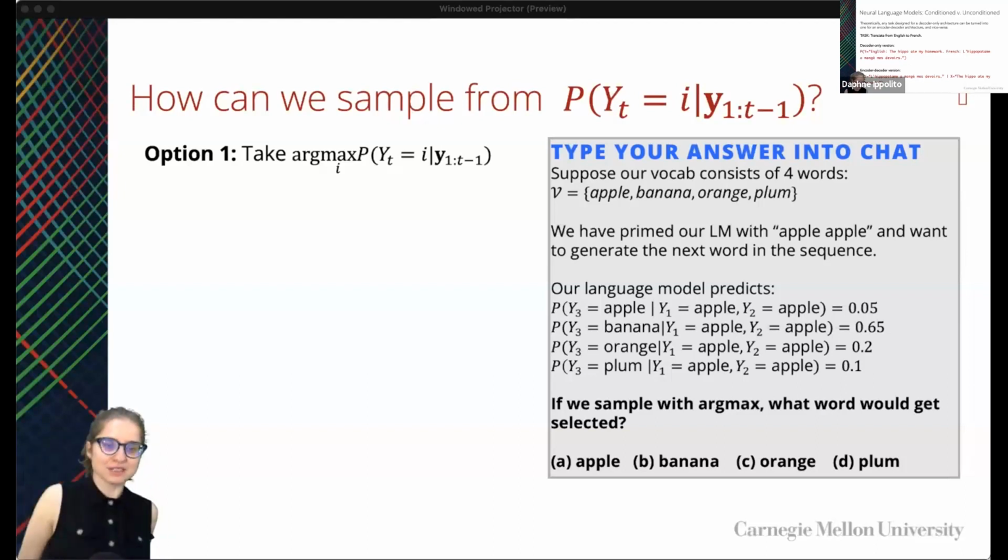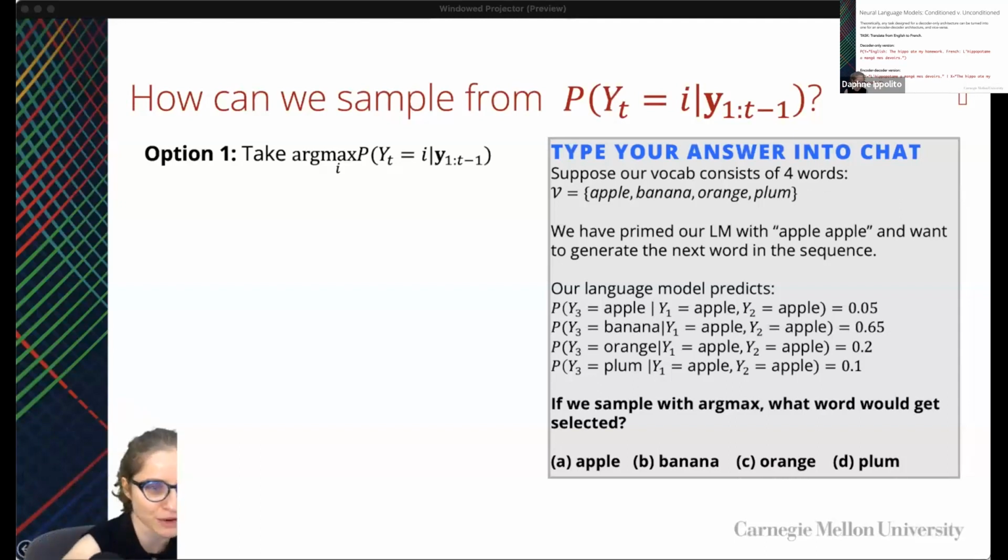Okay, yeah, so to those of you who answered banana, that's correct. All you need to do for Argmax sampling is look at the probabilities given to each word. You see that banana is the most likely, with a 65% chance. The model thinks there's a 65% chance that banana is the next word in the sequence, and so we would predict the word banana.